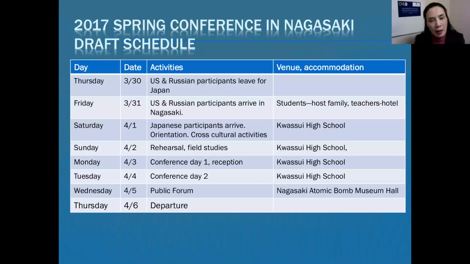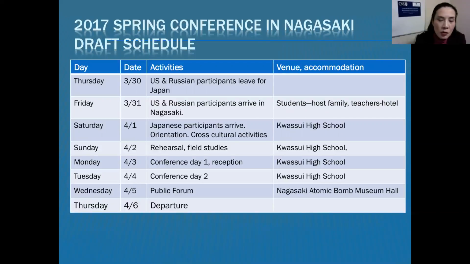Then Wednesday, April 5th, we will have a public forum at the Nagasaki Atomic Bomb Museum Hall. So since this is the Wednesday, I still need to figure out what time we are going to have a public forum.